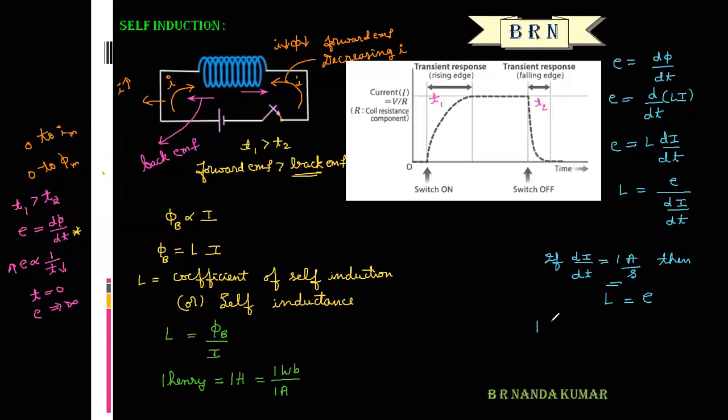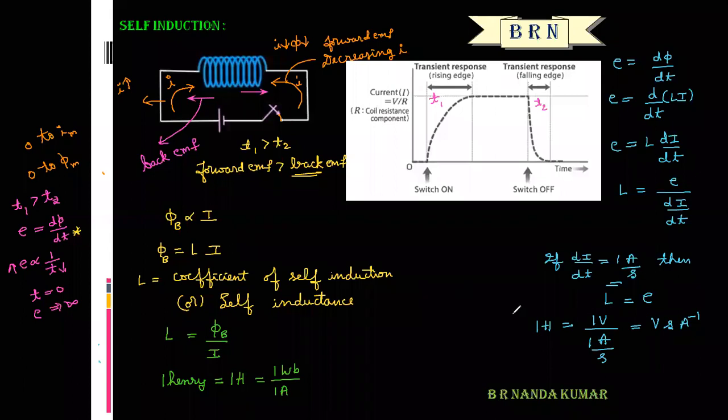Based on this equation, 1 Henry is exactly equal to 1 volt divided by 1 ampere per second. So volt per ampere per second, or volt second per ampere. This is another unit of self-inductance.